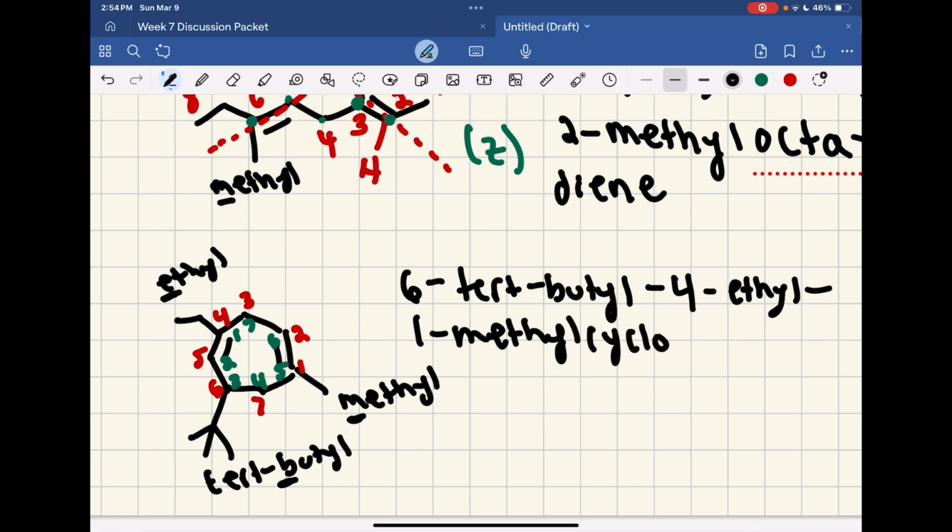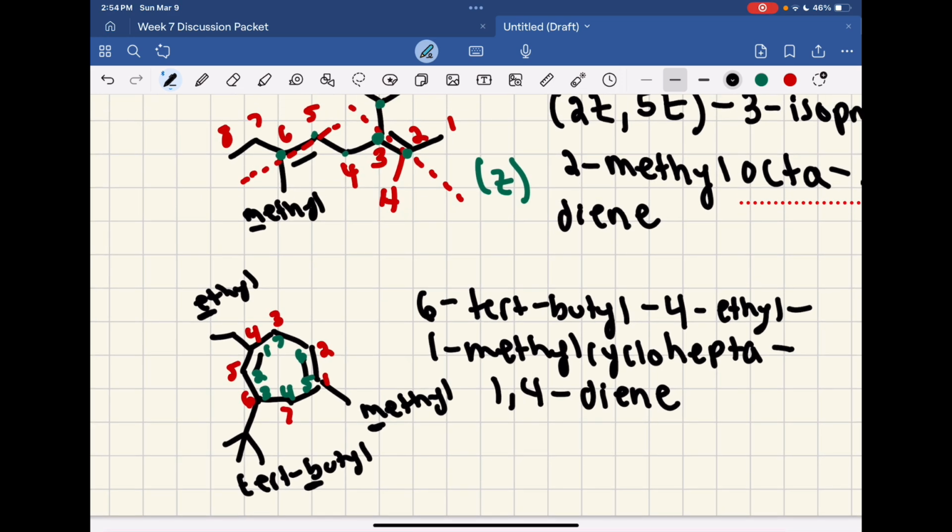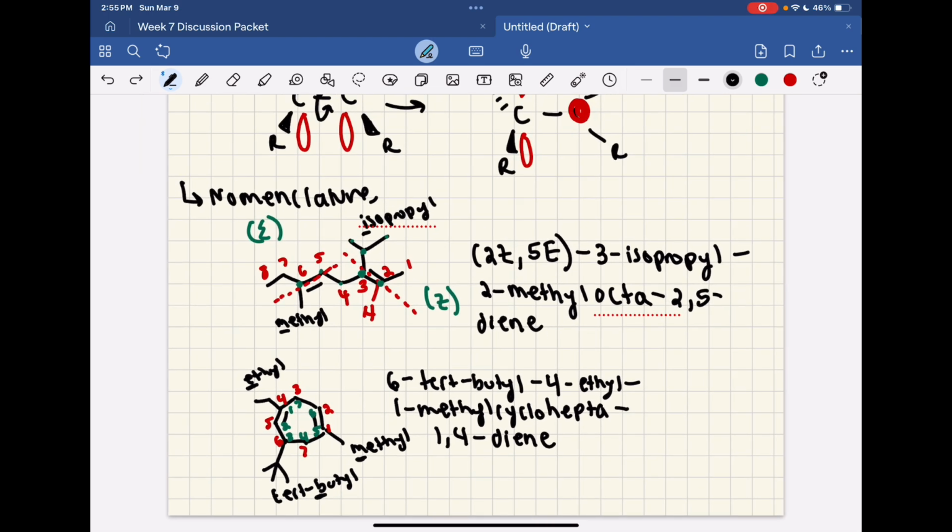cyclic structure. How many carbon atoms? 7, so hepta. There's 2 double bonds, so this is going to be a diene, but 1,4-diene. Okay, notice there's no easy geometry in rings because obviously they're all inwards. There's no way to get easy geometry. They're all essentially Z, on the same side in a ring. So anyway, that's an example of a cyclic structure and an acyclic structure for nomenclature. Definitely be able to do that.